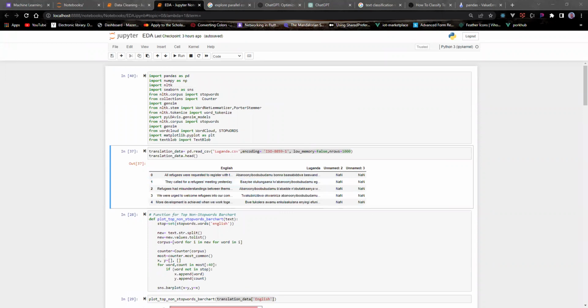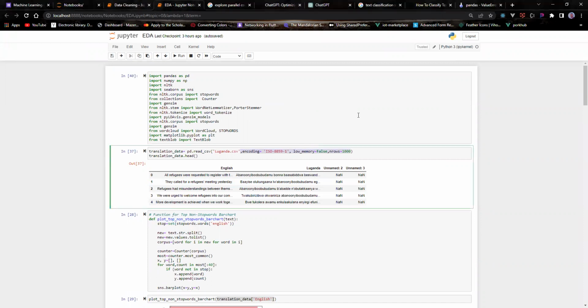I'm going to take you through data cleaning and exploratory data analysis for our data sets, and it's a bio corpus for Luganda, for English to Luganda. As you can see, I used libraries like NLTK, which is the Natural Language Processing Toolkit. And I was using packages like stopwords, Counter, and then I used a combination of packages, even WordCloud.